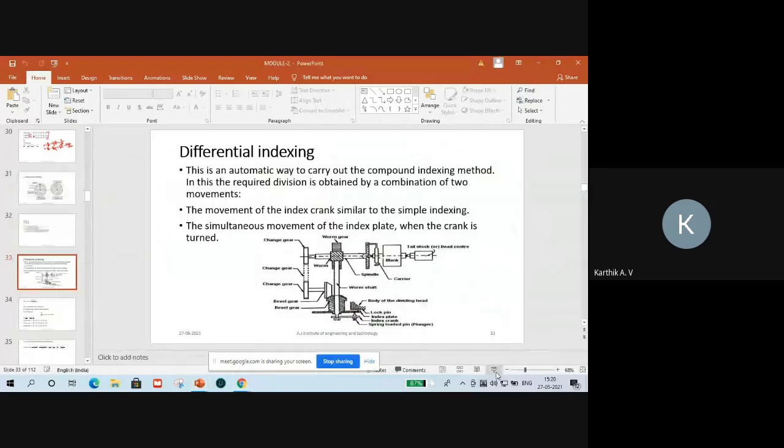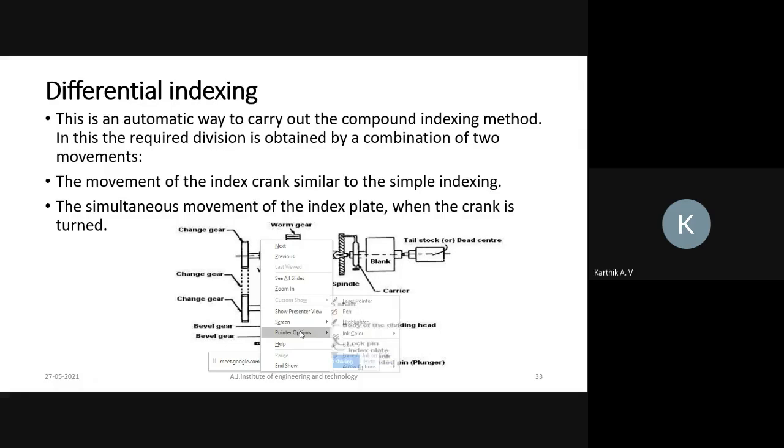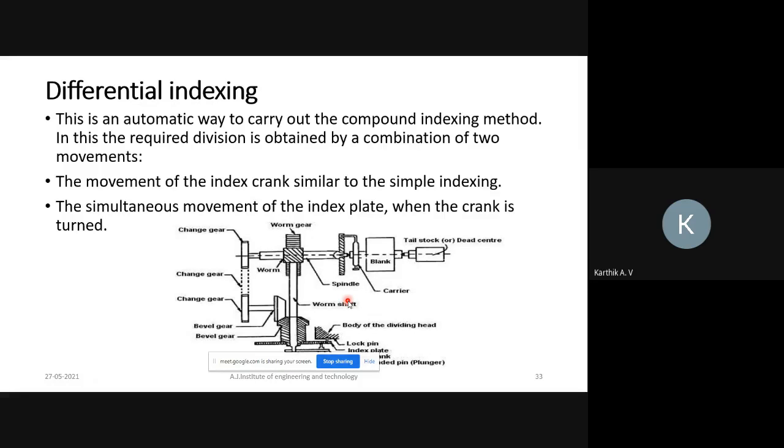So the next one is the differential indexing mechanism. In a differential indexing mechanism, it is the same as the compound indexing mechanism. So here also there are two movements: one is the plate movement as well as the crank movement. The difference is that here the crank will be rotated manually, but the plate will be rotated automatically with the help of this gear mechanism. So the plate will be rotated with the help of this gear train mechanism.